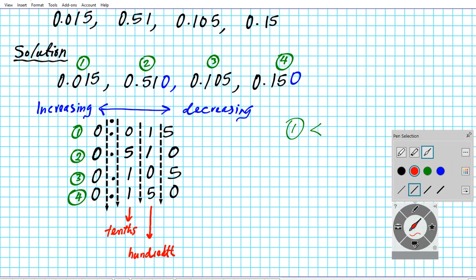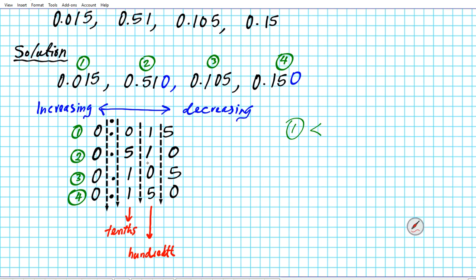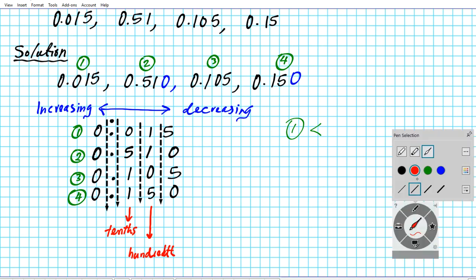Okay? Now if you take a look at the hundredths place, we're just focusing on these two numbers only because they had a tie in the tenths place. What you notice is that number 4 has a bigger digit in the hundredths place than number 3. Okay? So what does that tell us? It tells us that number 4 is bigger than 3. So 4 is bigger than 3, so we have to put 3 first.